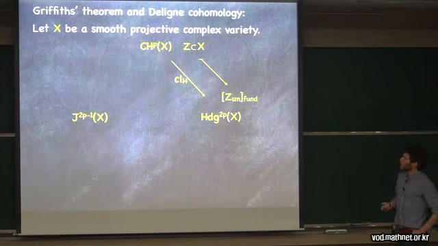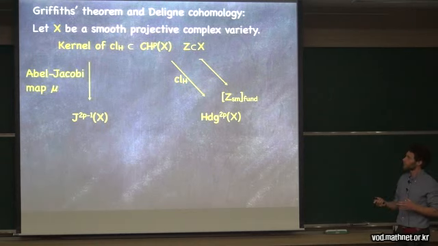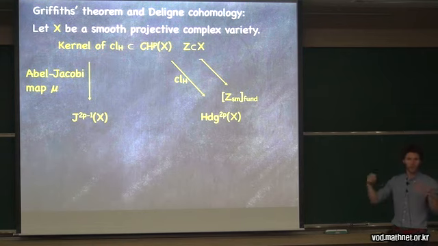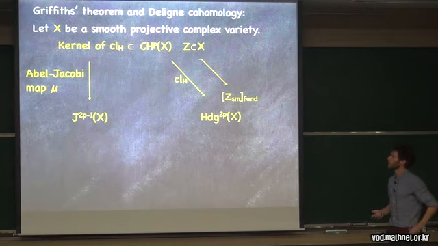We just learned that on the kernel of this map, there was exactly this situation. If the cycle goes to 0 in cohomology, that exactly means it is the boundary of some higher dimensional chain. So on the kernel of that map, we defined this Abel-Jacobi map that we described using integrals of differential forms over some chains.